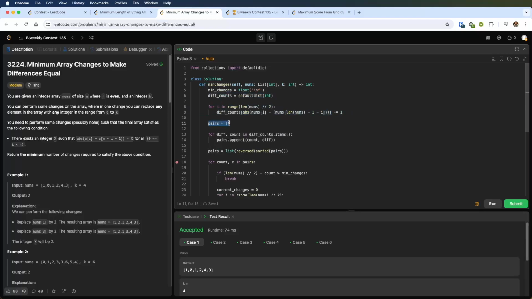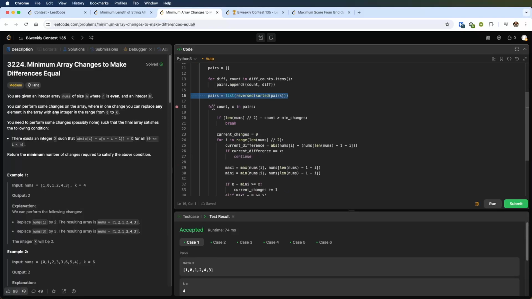Then we set up this pairs array. And what we're going to put in here are tuples where the count is the first element and the actual diff that we're looking at, the difference in the pairs, is the second. Then we're going to sort this in reverse order. And what this means is that the pairs with the highest occurrence in the array are the ones we're going to be looking at first. So then we're actually going to iterate through those pairs.